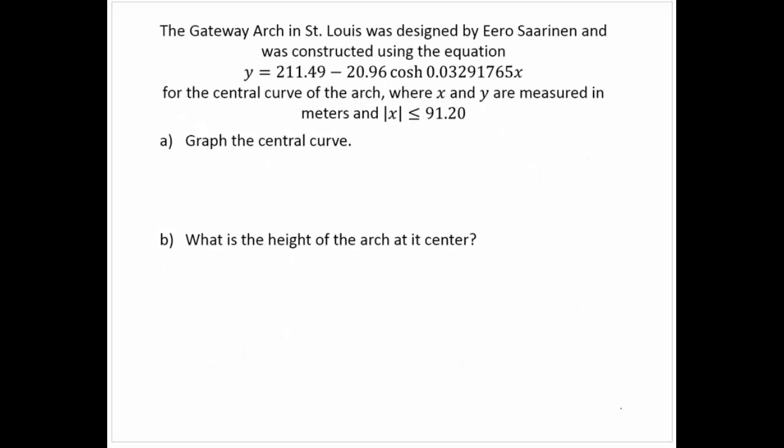Well, let's look at an application. Here we're told that the Gateway Arch in St. Louis was designed by Eero Saarinen and was constructed using the equation y equals 211.49 minus 20.96 hyperbolic cosine 0.03291765x for the central curve of the arch, where x and y are measured in meters and absolute x is less than or equal to 91.20. We're asked to graph the central curve.